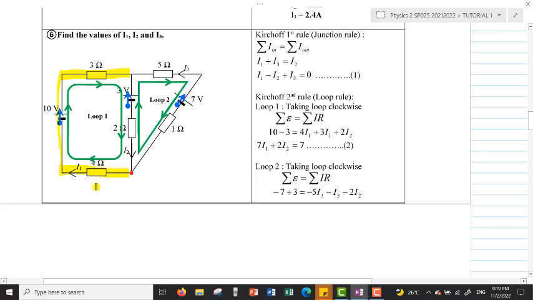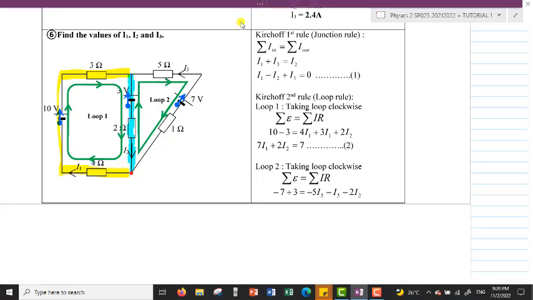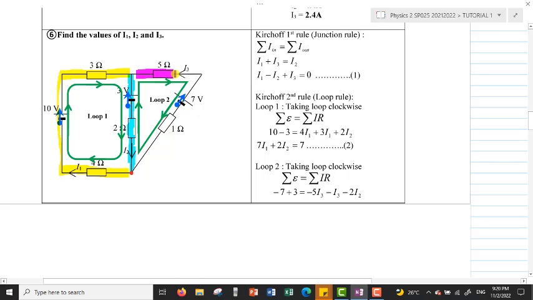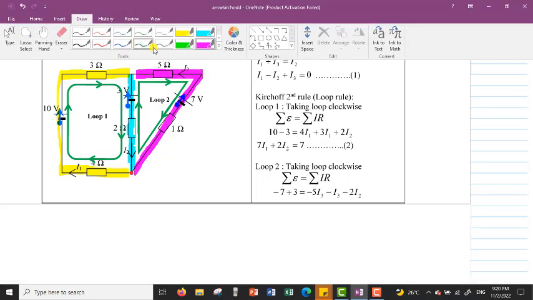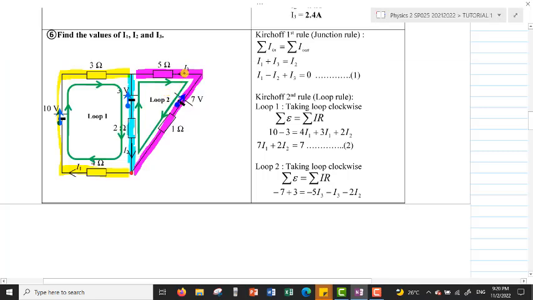So the 4 ohm resistor and 3 ohm resistor that sit on this circuit path will have current I1 flowing through them. Then this will be our second circuit path, whereby the current flowing along this line will be I2. Then we have this one as our third circuit path. The current that flows in this circuit path will be I3. The 5 ohm and 1 ohm resistors have current I3 flowing through them.